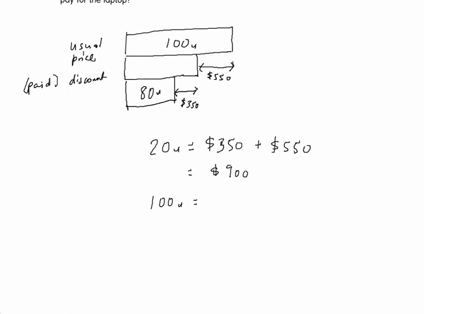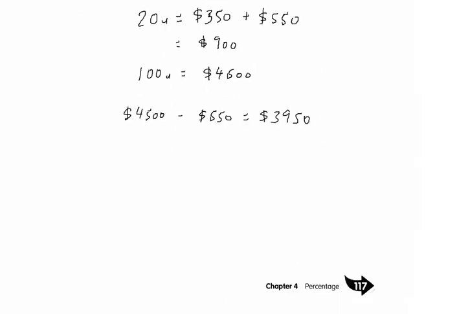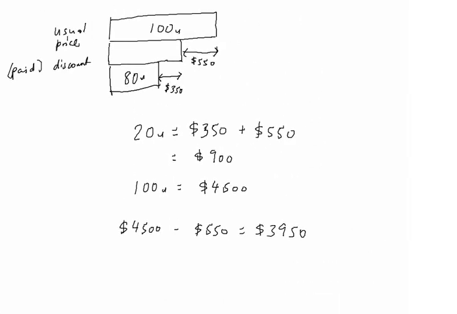Which is multiplied by? Which is how much? 4,500, right? But is this the amount that he paid for the laptop? You must minus 550, right? So it equals to 3,900. Okay, remember to write ANS because this question doesn't have ANS, so you must write ANS.